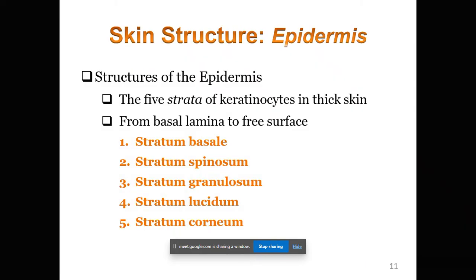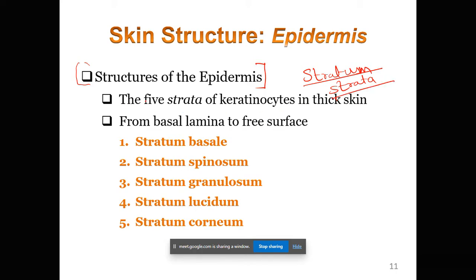Okay, so the structure of the epidermis. As we have said, layers of skin are present. In the epidermis there are layers. Alternatively, there is a name for layers, that is stratum. Stratum is singular and strata is plural.